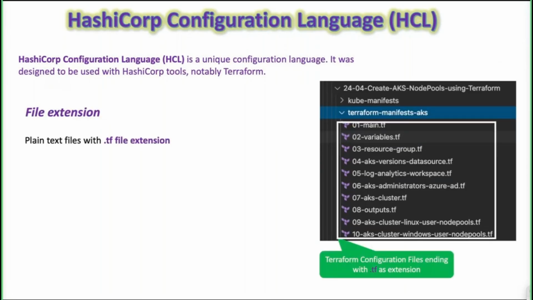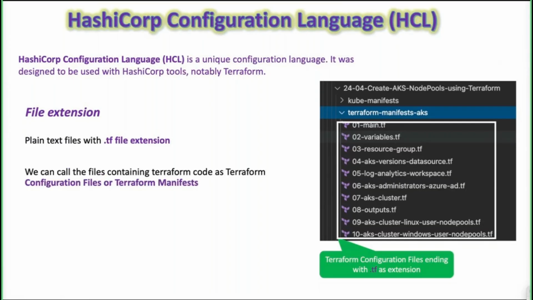The first point is all the Terraform code should have the extension .tf. The file name can be anything, that doesn't matter at all, but the extension should be .tf. Then only Terraform can read those files. Okay, that is the first point. And those tf files we can call configuration files or Terraform manifest files. So from here onwards, if I say configuration file or manifest file, immediately you will know I'm referring to the .tf files.